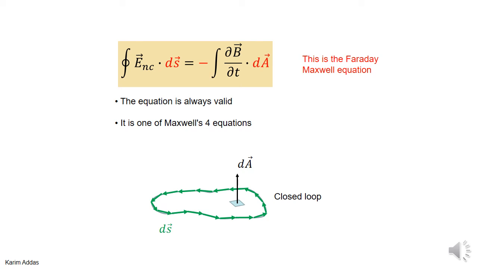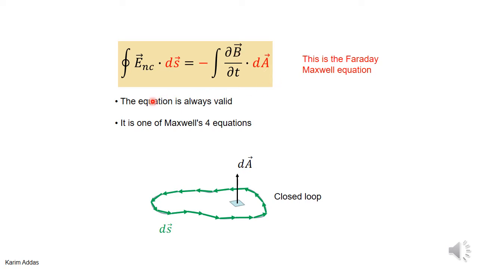To summarize what we said, we showed that this law, the Faraday-Maxwell equation, is able to explain the theoretical and experimental observations that we showed, whether you move the magnet towards the loop or away from the loop, or you keep the magnet fixed in space and not moving relative to the loop. It explains how a non-conservative electric field is created due to the change in the magnetic field in the area that's enclosed by the contour.